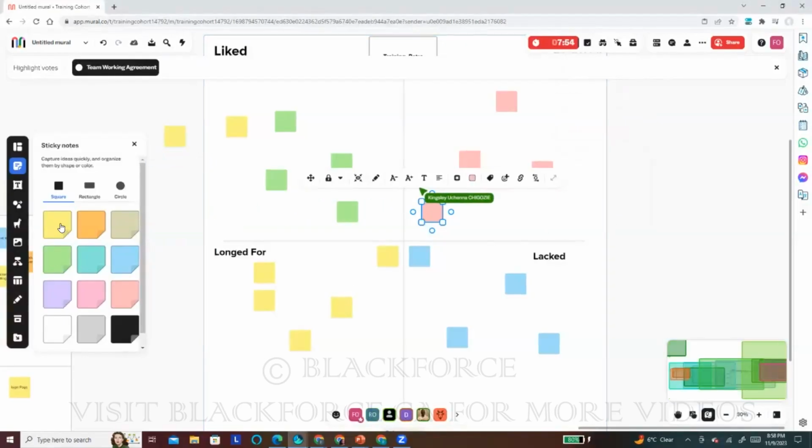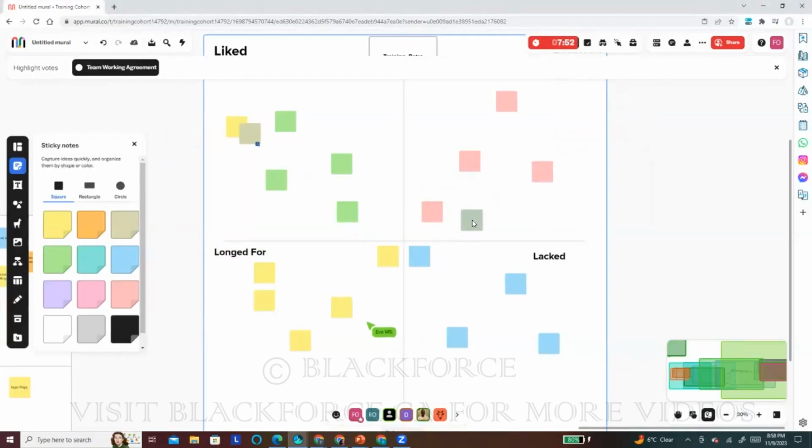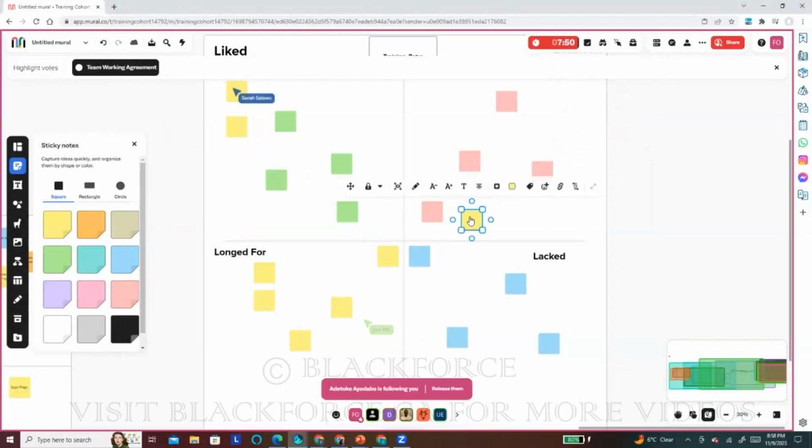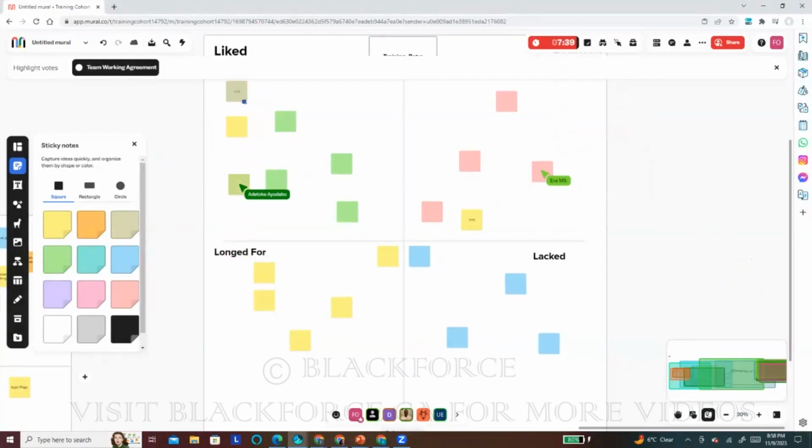You pick your sticky notes, you drag them, put your information in, and put them in each box. Let me know if anyone is having issues before I go get water.